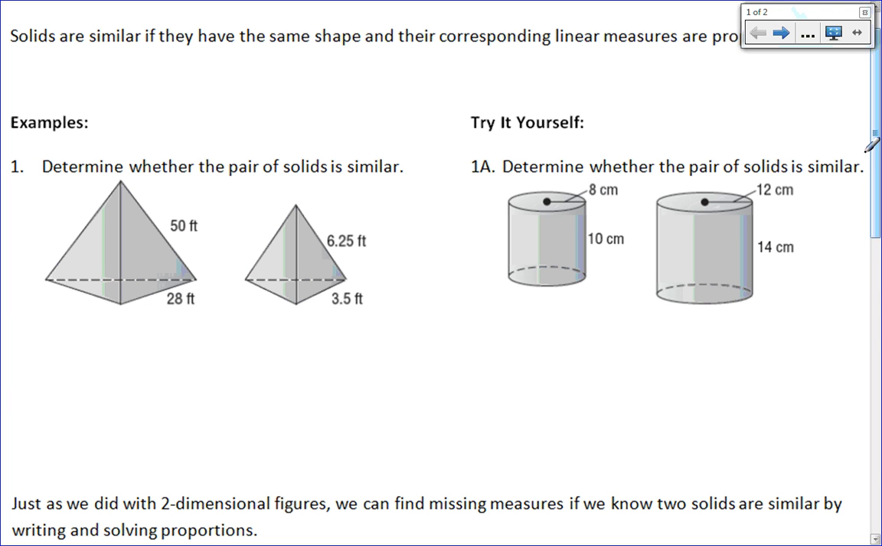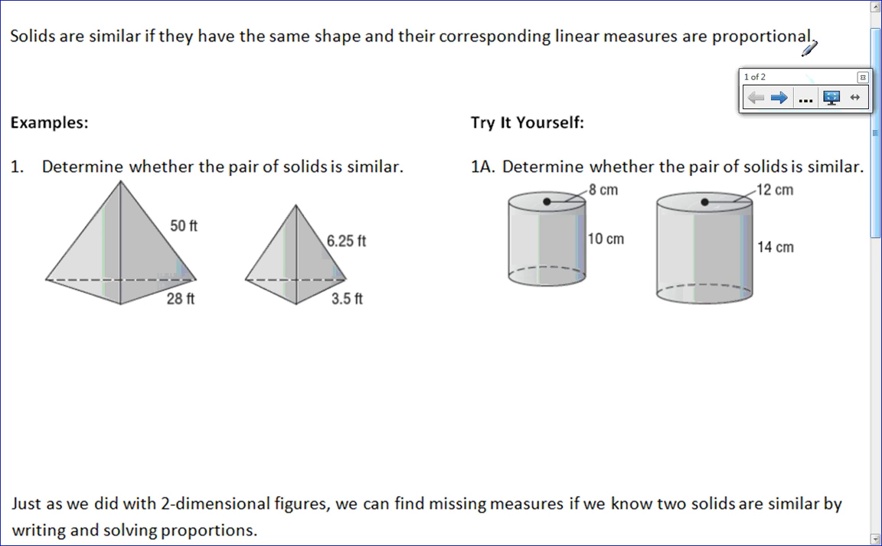So let's look at the first example. It just says to determine whether the pair of solids is similar. Well, we want to make sure that they have the same shape, and right here we'd see two pyramids. They both have the same shape for the base, so that part's okay. And then make sure their corresponding linear measures are proportional, which means that if I set up these two lengths in a proportion with these two lengths, the proportion should actually be equal.